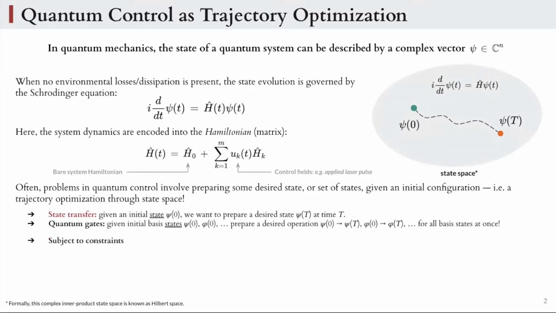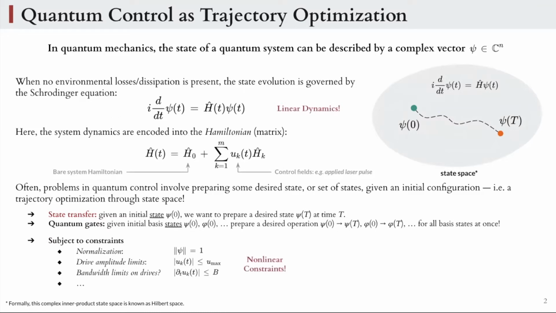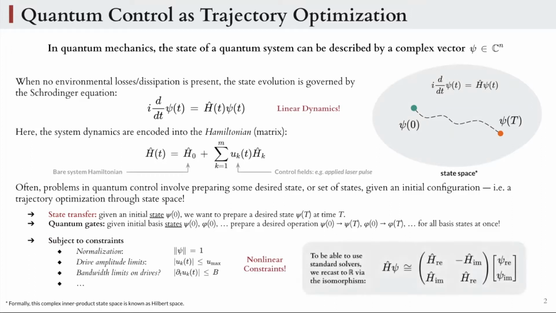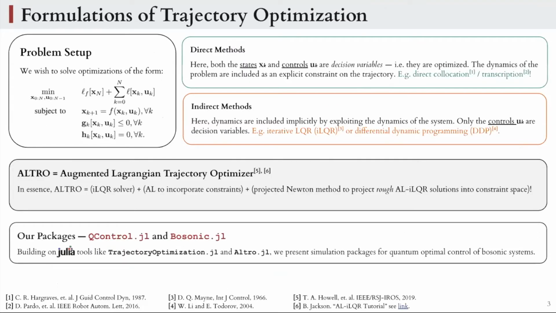We want to do this subject to constraints such as normalization and control limits on the drive amplitude and bandwidth. As you can see, we have linear dynamics and nonlinear constraints. And so we want to find a solver that is compatible with this problem structure. As an aside, I'll finally note that we can map between real and complex matrices using the following isomorphism, since real matrices are easier to work with standard solvers.